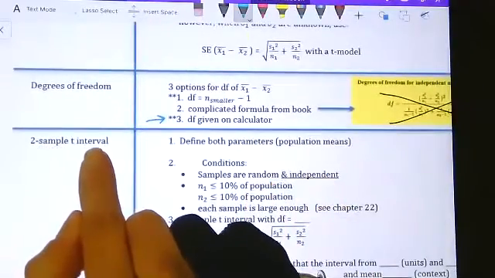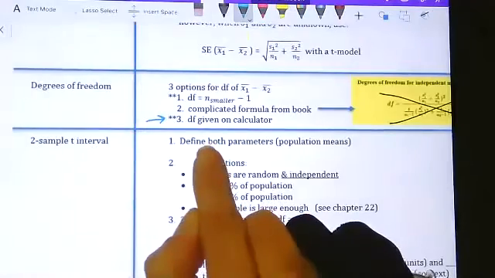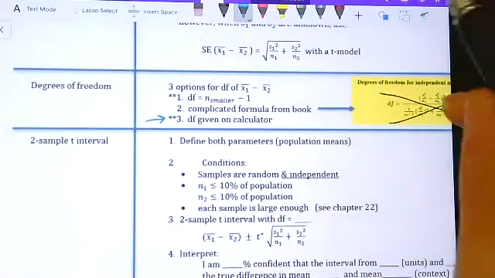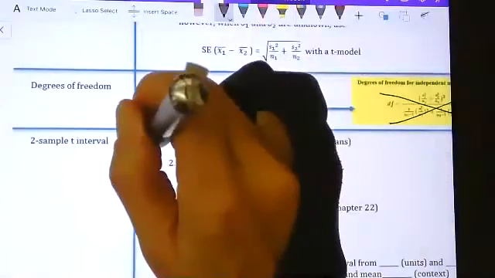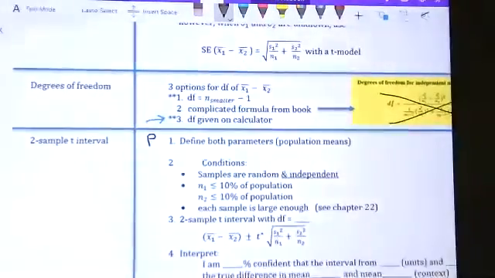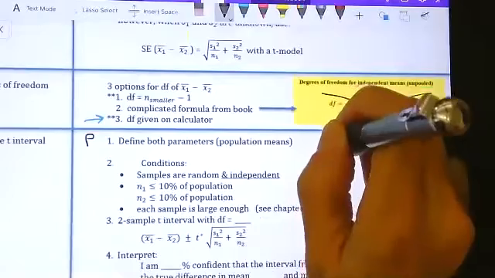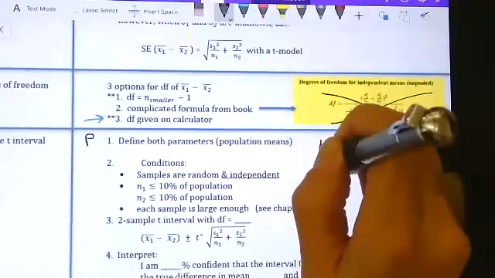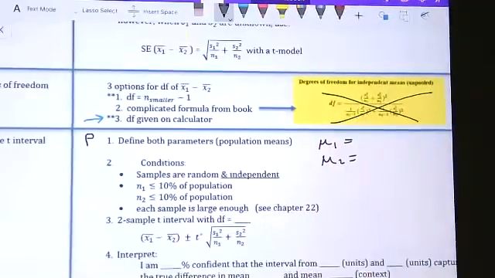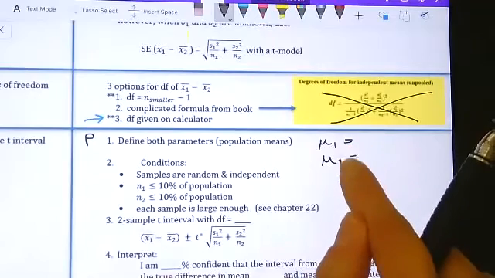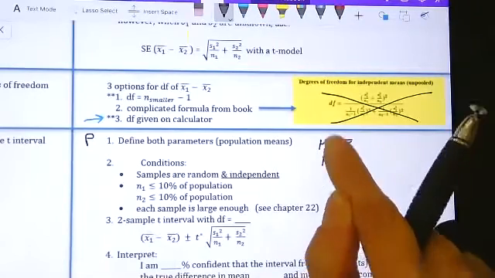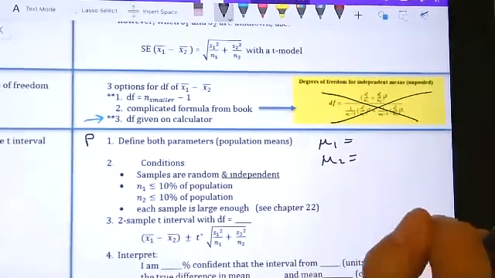So a two-sample t-interval. Step one, define both parameters. Your parameters will be something like mu1 equals, mu2 equals. You can use A and B. You can use M and W if it's men and women, whatever. But just define your variables using the symbol mu, your parameters, not your variables, your parameters.